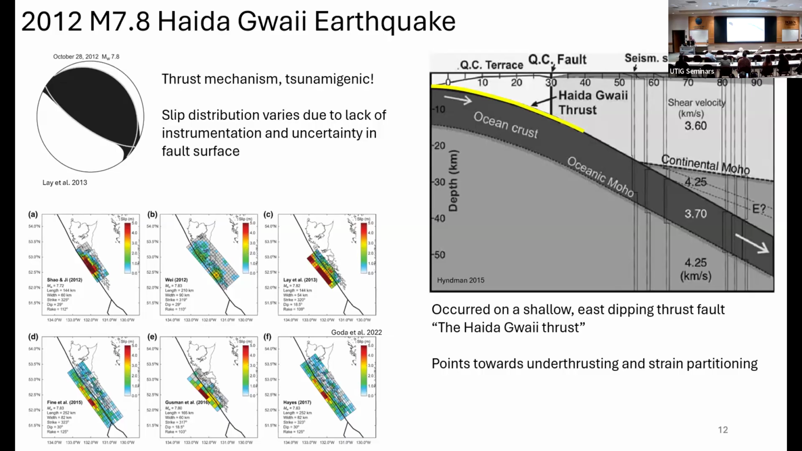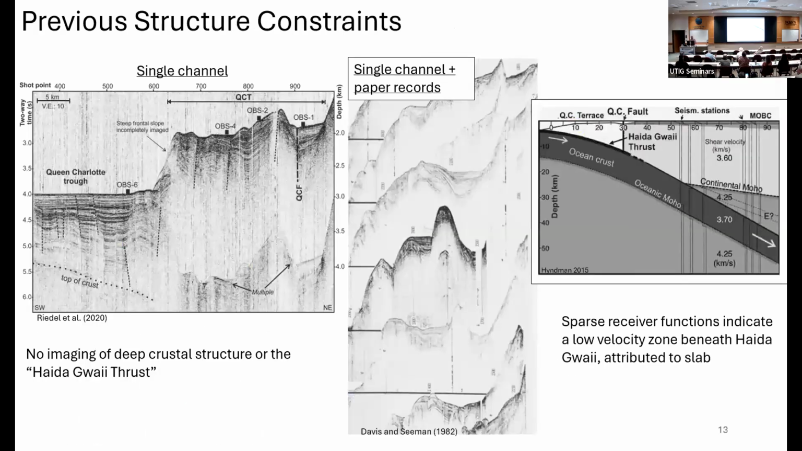Regardless, this event occurred on a fault that's a hypothetical fault at this stage called the Haida Gwaii thrust, which would represent this plate boundary thrust fault, assuming the system is oblique convergence accommodated by underthrusting. So this earthquake was one significant data point that pointed towards underthrusting and strain partitioning, but it's only one data point, and there's a lot of uncertainty with its use.